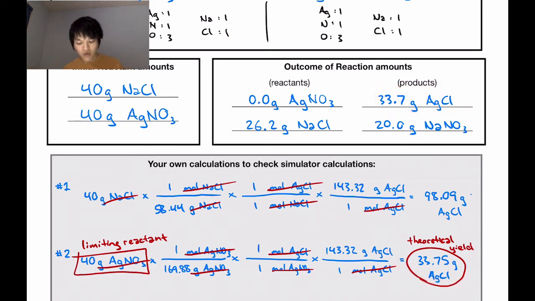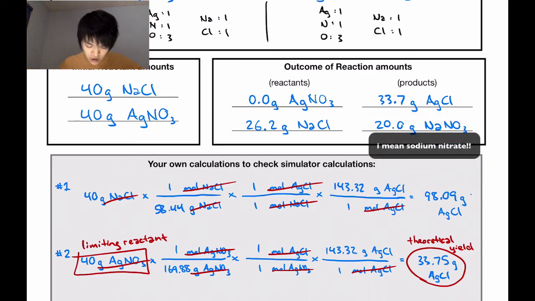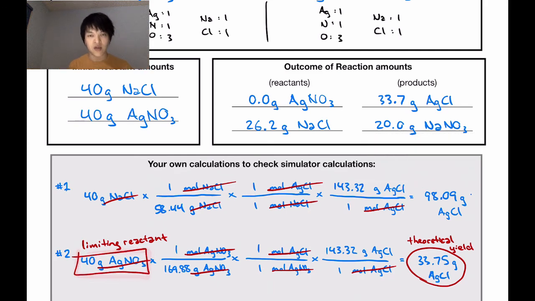All right, so if you really wanted to check how much sodium nitrate is going to be produced, you can just do two calculations again, but you do know that the limiting reactant is silver nitrate. So if you start with 40 grams of silver nitrate and you convert to grams of sodium nitrate, it should be about 20 grams left. But I just wanted to give the simulator to you just so that you can kind of tweak the numbers and see for yourself what it really means to be a limiting reactant and an excess reactant, and for you to actually check with your own calculations that it is correct.